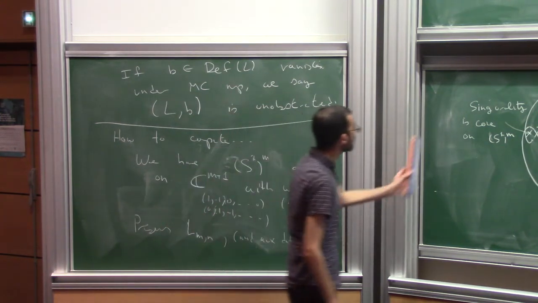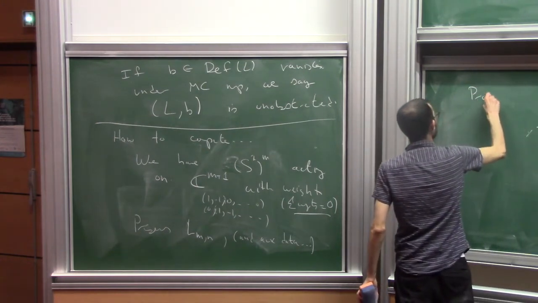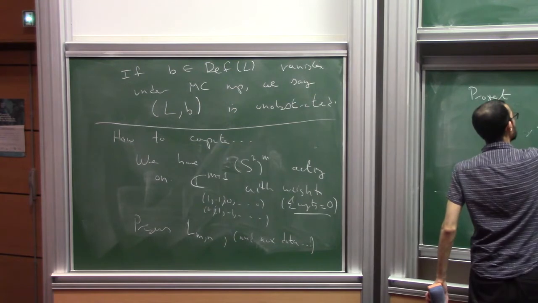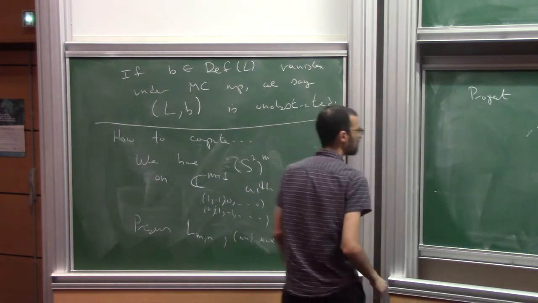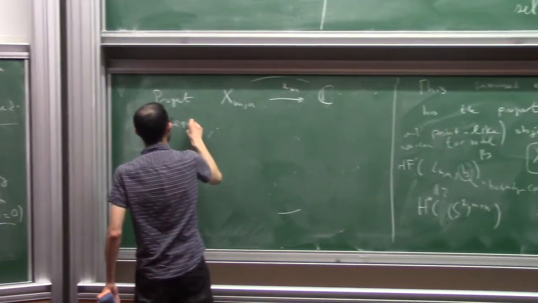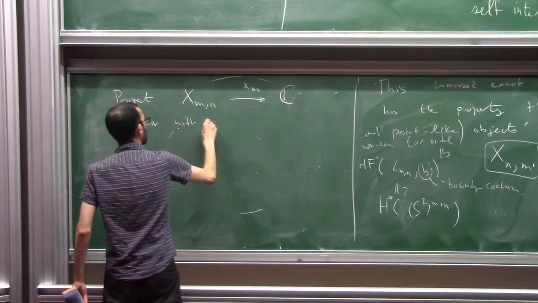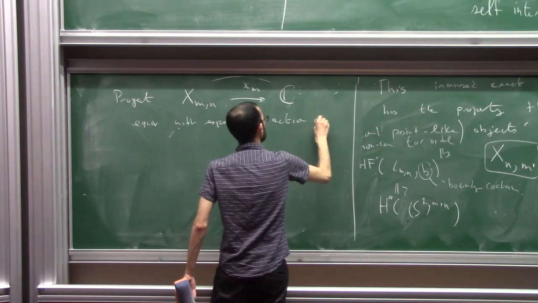But now there's actually more. There's another projection. So you can project now to the C^M variable, so project X and N to C, by X and M, the last coordinates. And if you pick one of these tori, like one of these circles, this is equivariant with respect to the action on C.